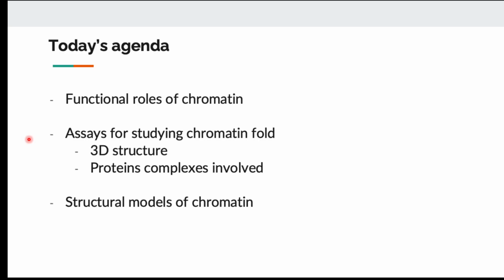Okay, so today's agenda: we want to think about DNA not as an element that codes the gene sequence, but as a 3D molecule, because DNA and chromosomes are also in three dimensions. So their structure also has function. There are ways that we can study the function, and there are also computational models that we can use to understand the structure of DNA.